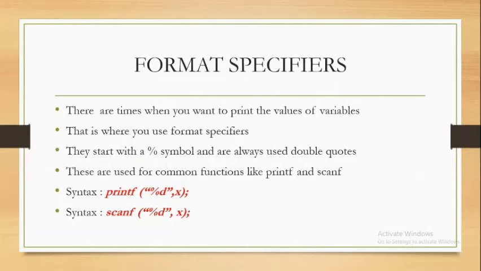Format specifiers. There are times when you want to display, as we said, the scanf. Sometimes we want the user to enter the information, and we store that information in a variable. And what if sometimes you don't know what is the value of that variable? Hence you have to print out the variable's value, but you don't know what the value is. How do you print? So how do you do that? With the help of format specifiers.